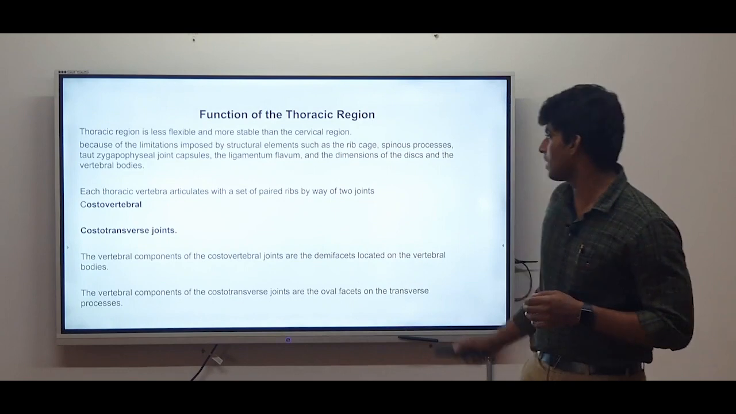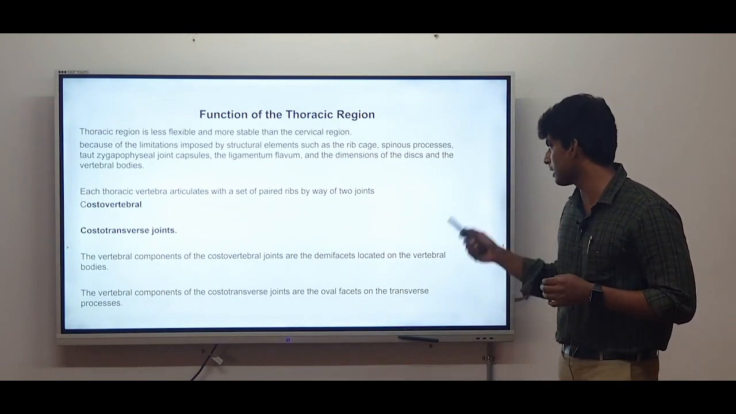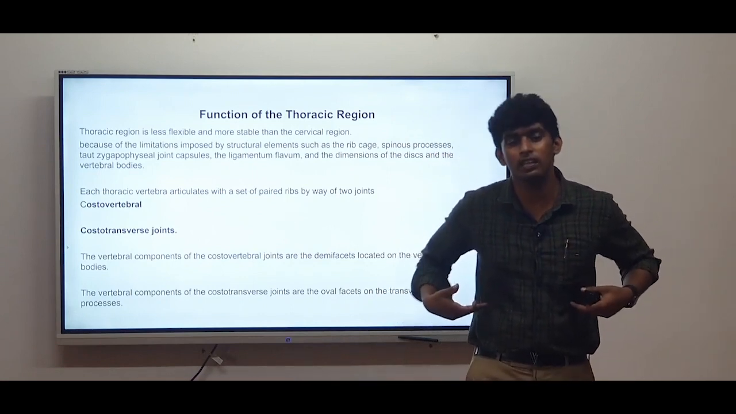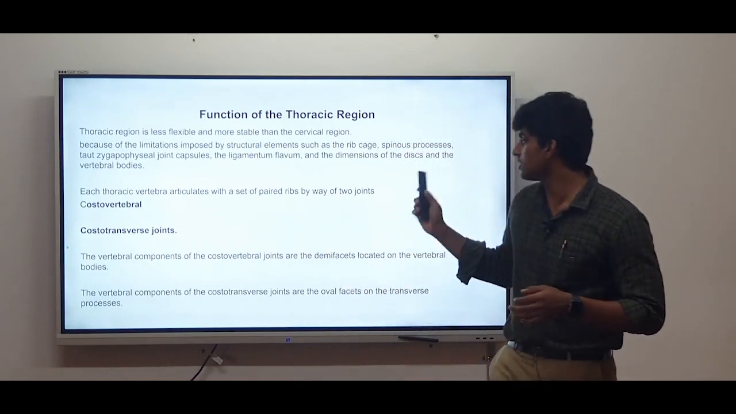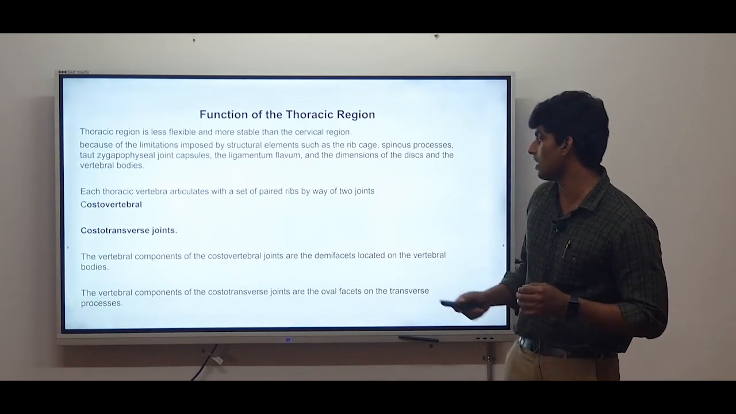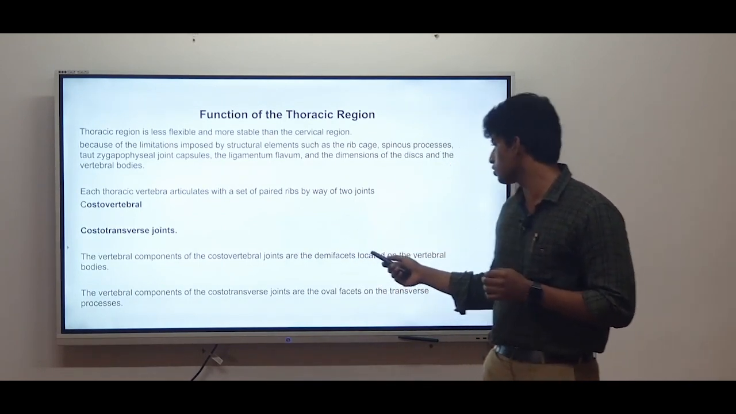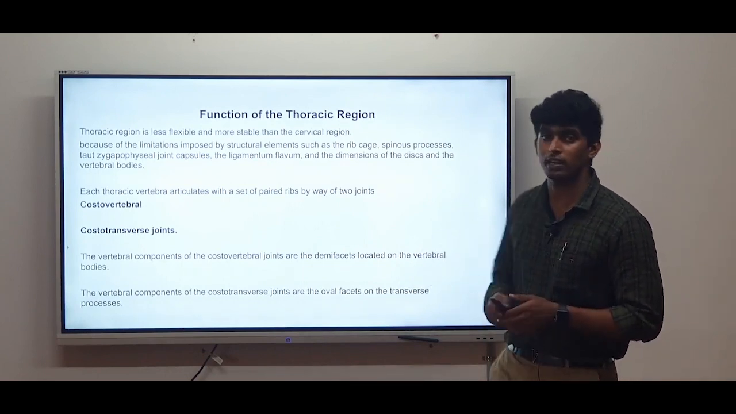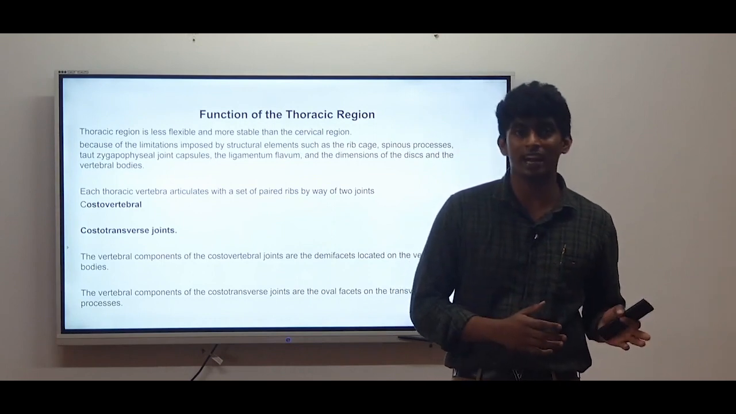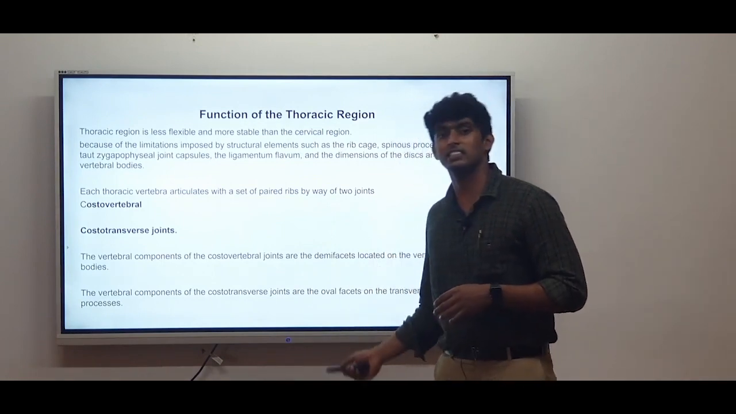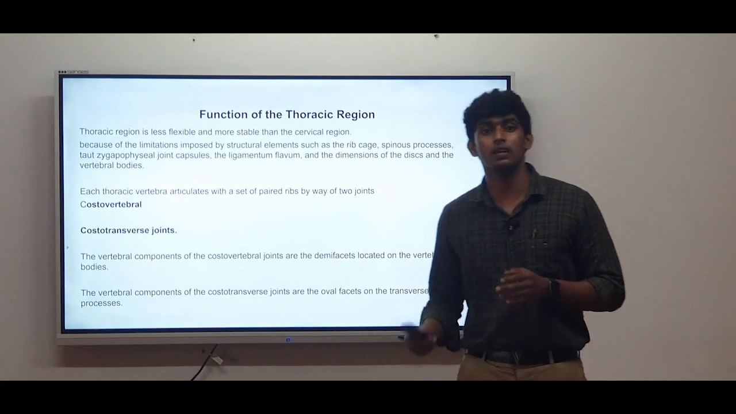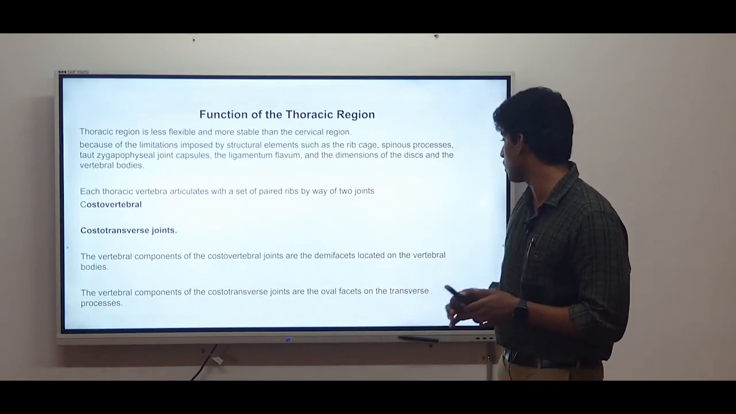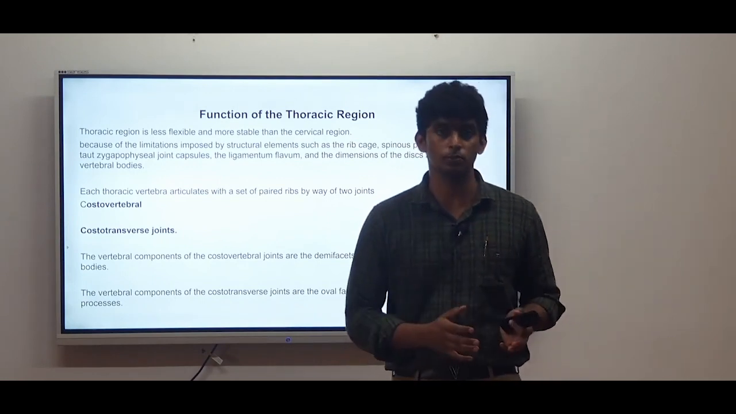Each thoracic vertebra articulates with a pair of ribs by way of two joints. The ribs get articulated with the thoracic area. One is called the costo-transverse joint. The vertebral component of the costo-vertebral joints are demi-facets located on the vertebral body. In the last video we discussed the demi-facet structure located on the thoracic body. And the vertebral component of the costo-transverse joints are oval facets on the transverse process.